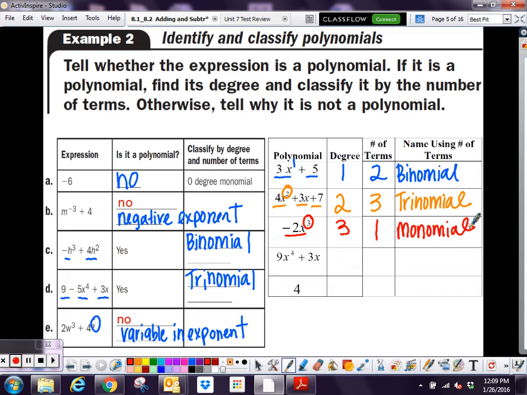Okay, so since we've seen this next one's also going to be a binomial, so we're just not going to do that one. And if you see 4, so just a number, our degree here would be 0. I have 1 term, which means it's also a monomial. Okay, you might also see just a number be called a constant. But technically it's still a monomial.